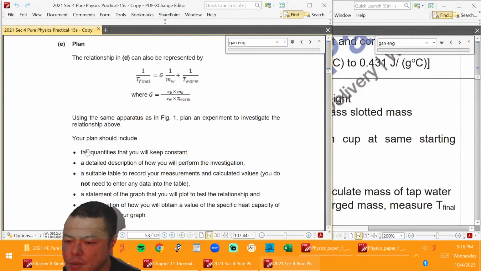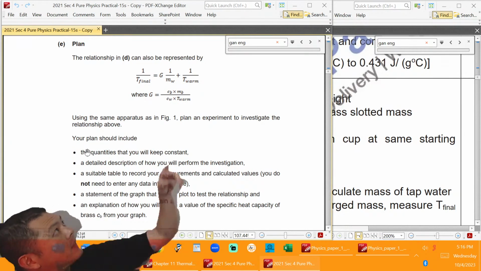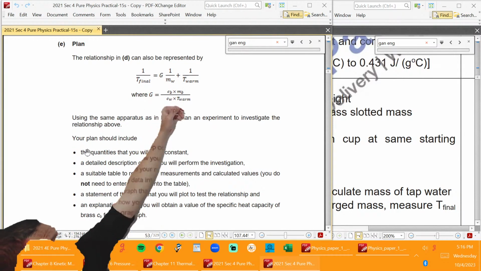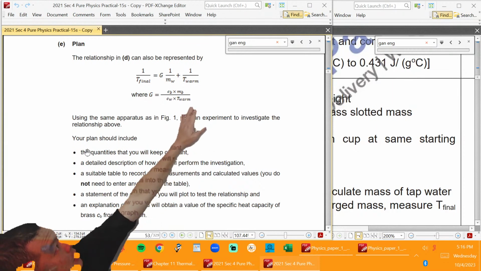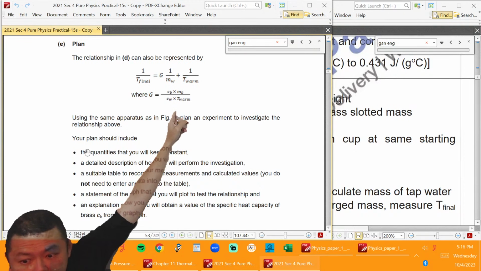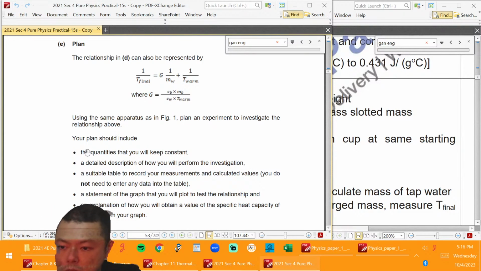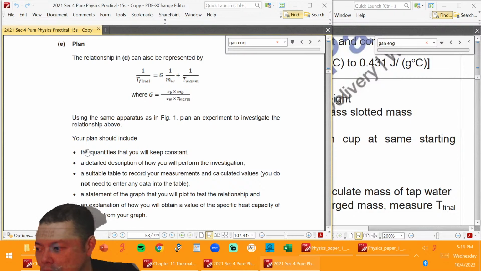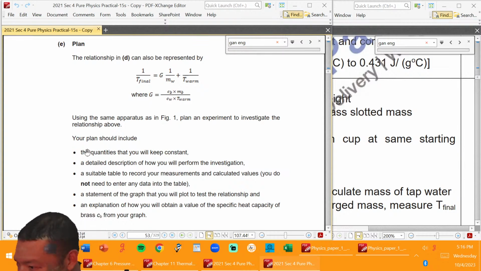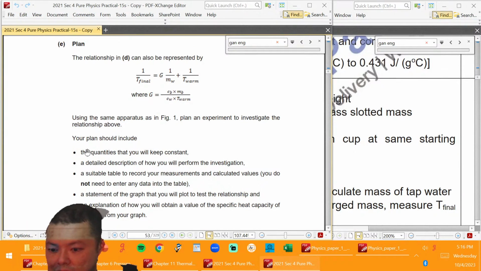You see, G is supposed to be a constant, right? So it means the heat capacity of the brass and the water are going to be constant. The mass of the brass is constant. What it means is that the initial temperature of the warm water must be constant too. You can't change that. If you change the warm water temperature, then you will lose marks here. So you have to read this and infer that G is supposed to be constant. It has to be constant, so you have to fix it.